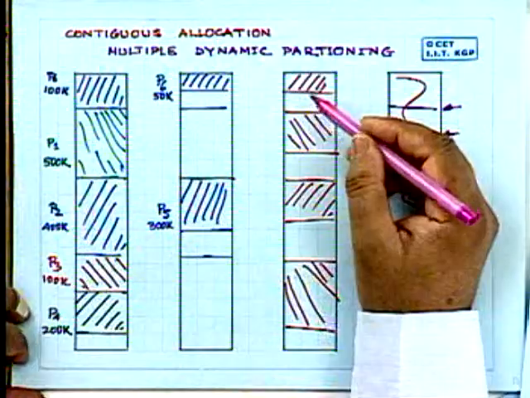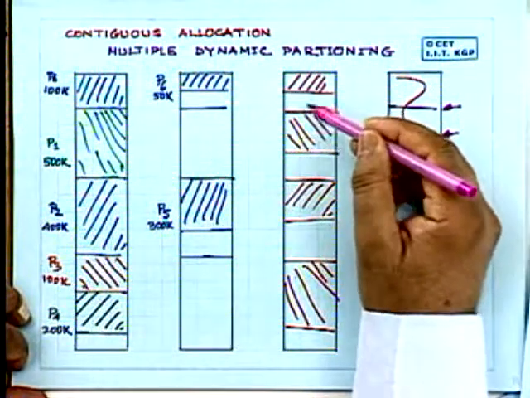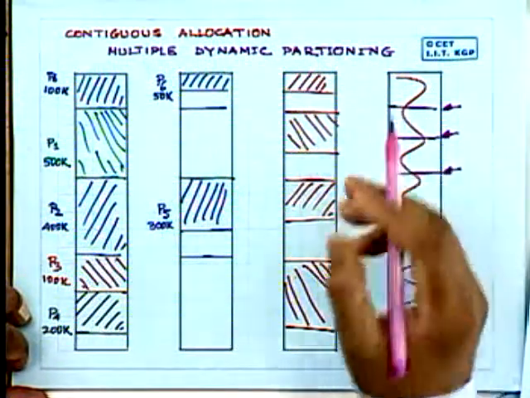For example, when should we compact? We can compact at different times. We can compact whenever a new process comes in, or we can compact when we find that we have a process which is small enough and can be accommodated if all the holes can be brought together. Only then do we compact.